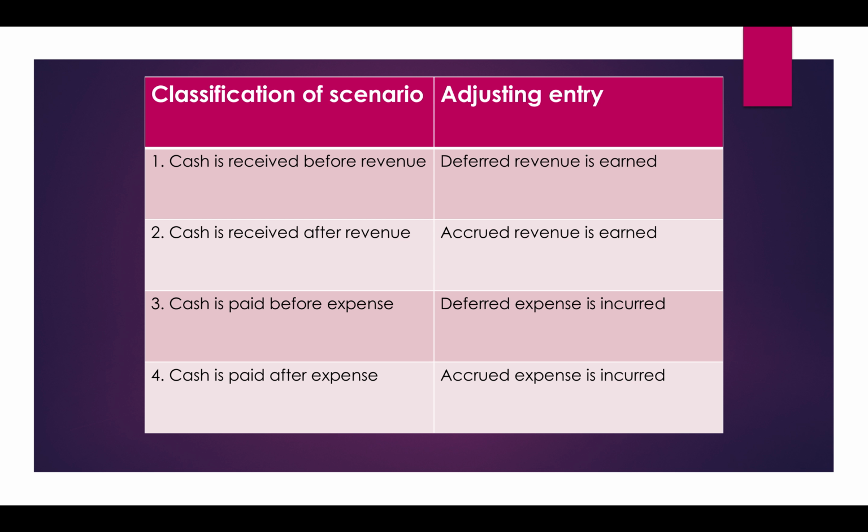This figure shows the classification of each scenario and what adjusting entry might go along with it. For example, if cash is received before revenue or an expense, it would be considered deferred, whereas if it was received after, it would be known as accrued.